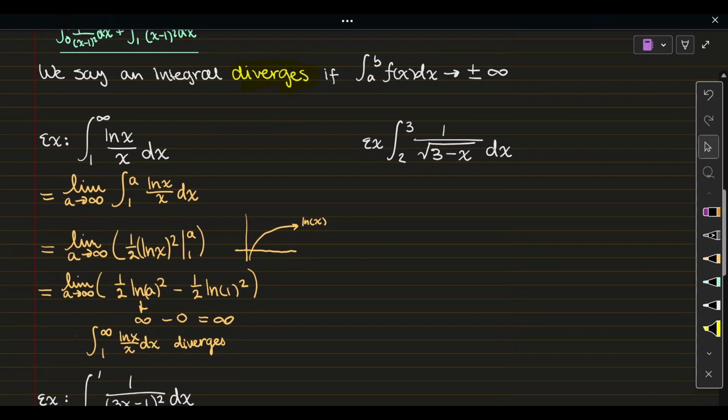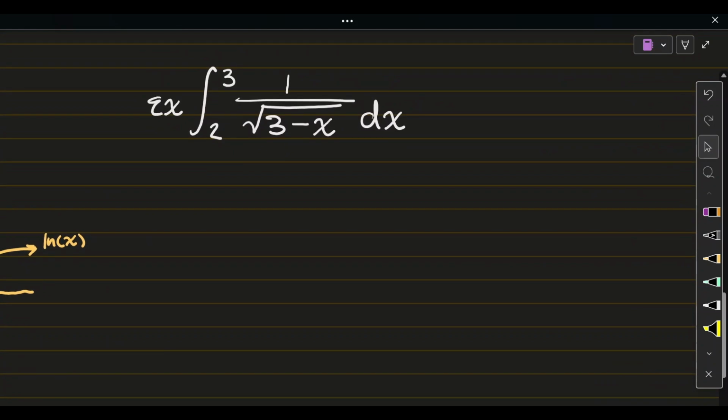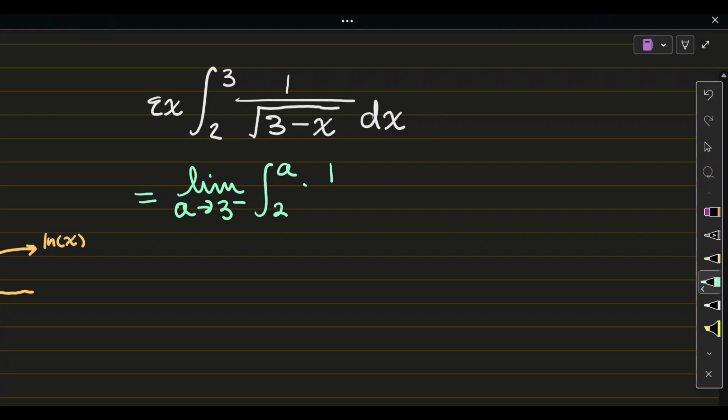Now, moving on, we want the integral from 2 to 3 of 1 over the square root of 3 minus x dx. I notice that there's going to be a discontinuity of this function when x is 3. So immediately I know I need to rewrite this as the limit as a goes to 3 from the left of the integral from 2 to a of 1 over the square root of 3 minus x dx.